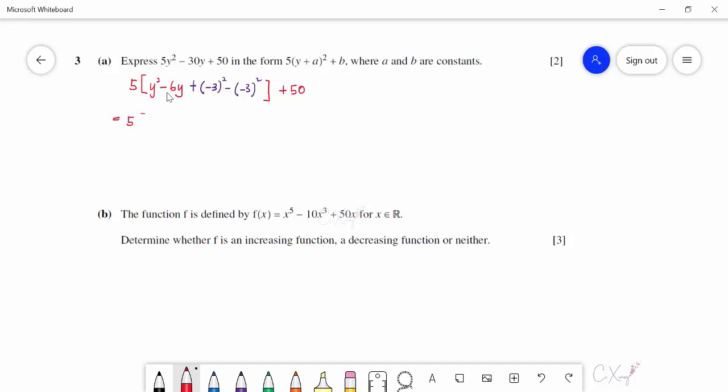Okay, so 5, the first three terms, I will compile it become a bracket, which is y minus 3 squared, and then minus 9 plus 50. And I try to multiply in the 5 into the bracket so that it will become 5 times (y minus 3) squared minus 45 plus 50. And eventually the answer will be this one.